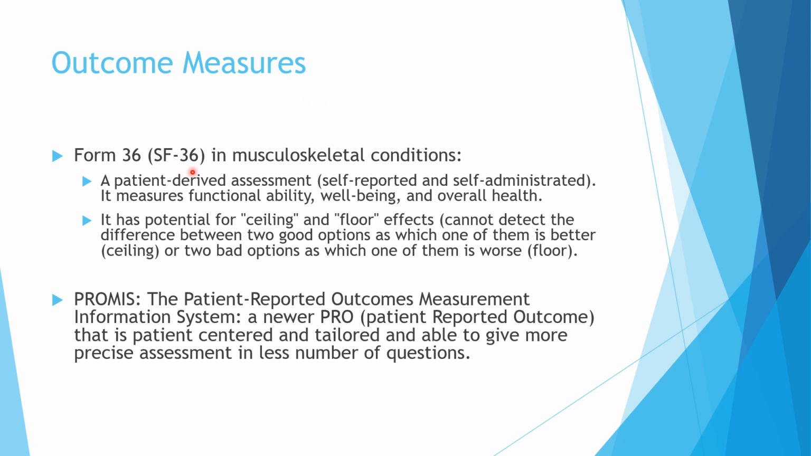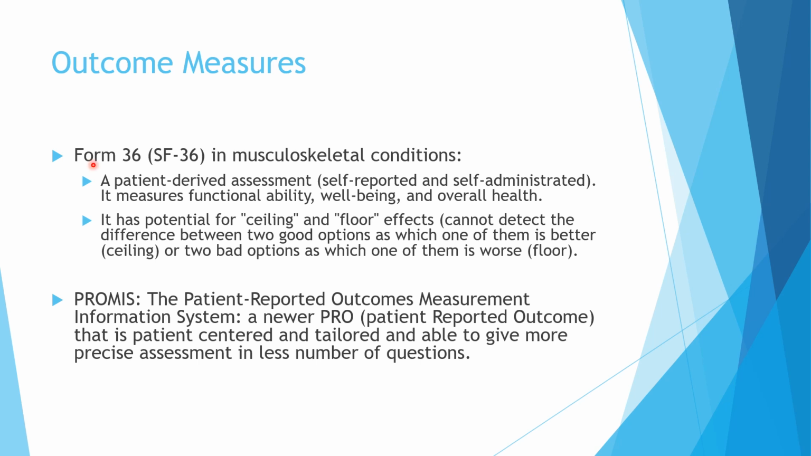Let's start with the short form 36. The short form 36 is commonly used in musculoskeletal research. It assesses the musculoskeletal function. It's a patient-derived assessment. It means that the patient will fill the form, so it's self-reported, self-administered. It requires a minimal amount of resources. As we said, the patient is the one who fills the form. He's the one who is going to report his function.